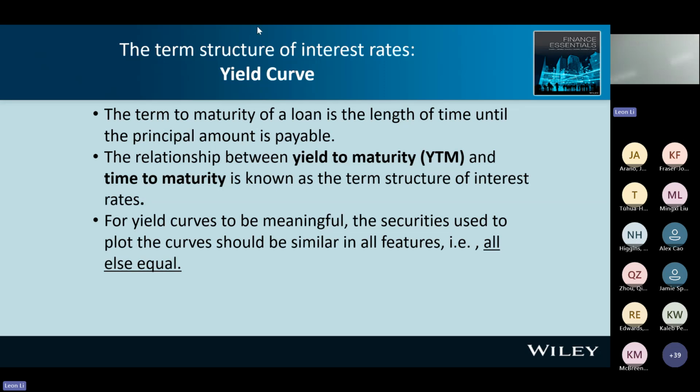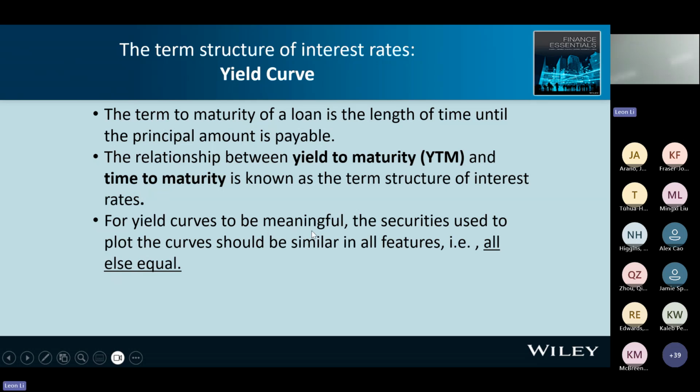So what's the yield curve? Yield curve is a relationship between yield to maturity, YTM, and time to maturity. So the relation between YTM and the time to maturity is the term structure of interest rate. All right, so this is the terminology in finance. Term structure of interest rate, that is the relation between YTM and the time to maturity, right? So when I think about time to maturity, we have long term, we have short term.